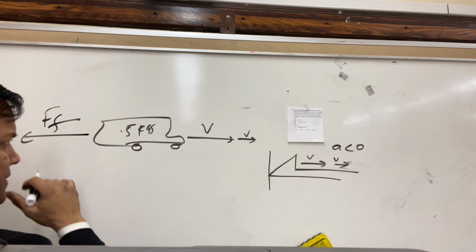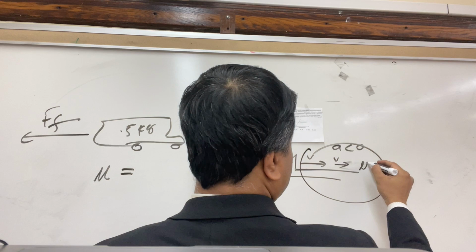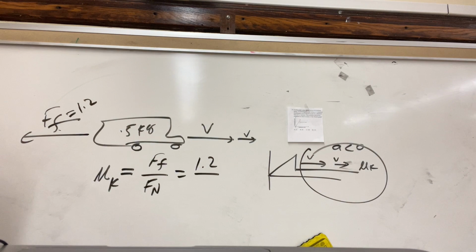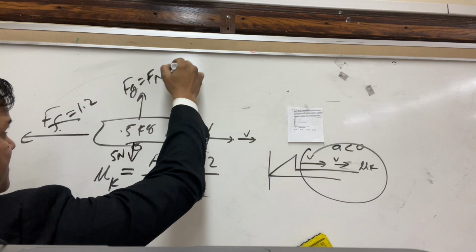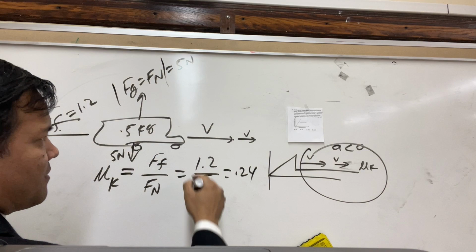What I want to know is the mu. In this case, it is mu k because it's location 3, and location 3 is mu k. Mu k is Ff over Fn, and I gave you this one, which is 1.2, and divide by, of course, Fg is equal to Fn. So Fg is 5 Newton, so Fn must be 5 Newton, the magnitude, of course. So 0.24. So this problem falls under location 3 for this reason.